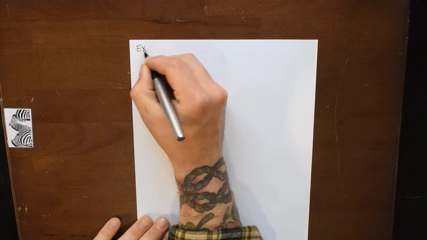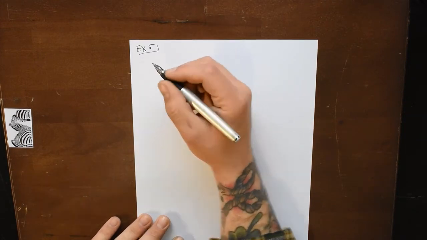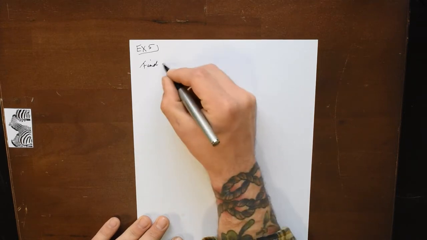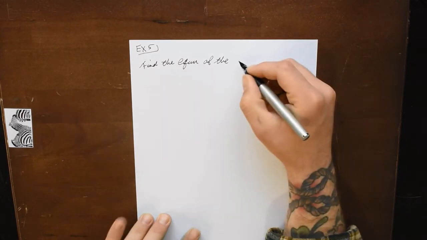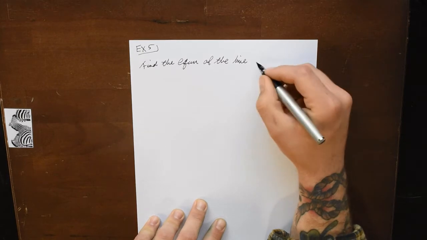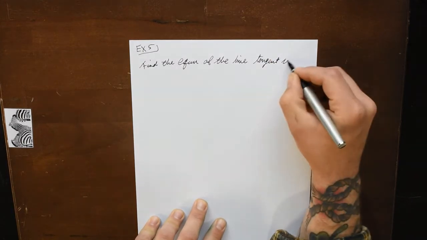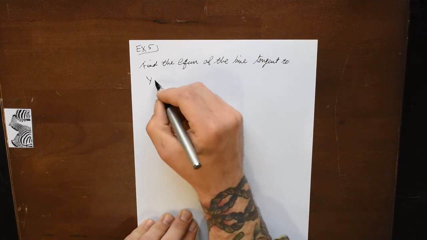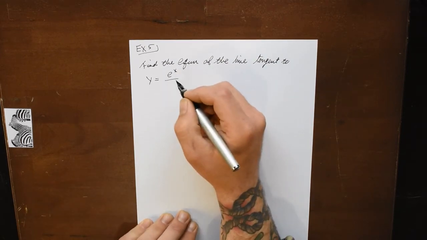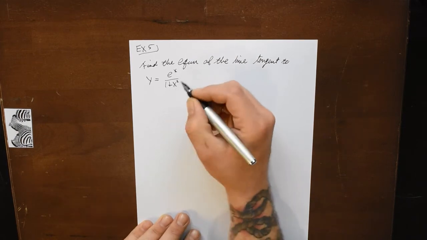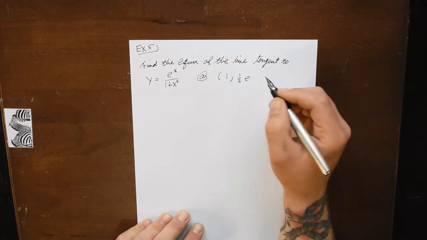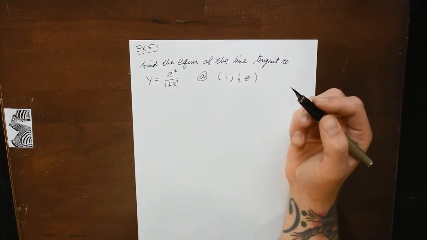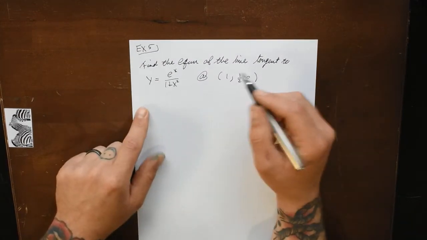Let's do another example. Example 5. We want to find the equation of the line tangent to y is equal to e to the x divided by 1 plus x squared at 1, 1 half of e. Okay. Equation of tangent line.